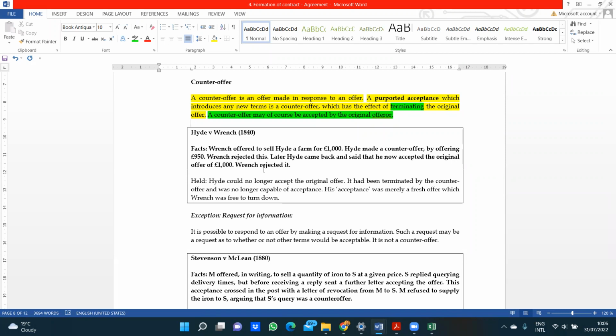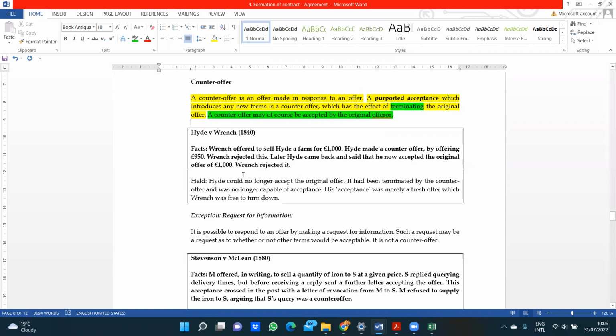Hyde made a counter offer, saying he's not going to purchase it for 1,000, but he's going to purchase it for how much? 950 pounds sterling. Rech rejected this counter offer, but later what happened? Hyde came back and said he now accepted the original offer. But again, Rech rejected the original offer as well.